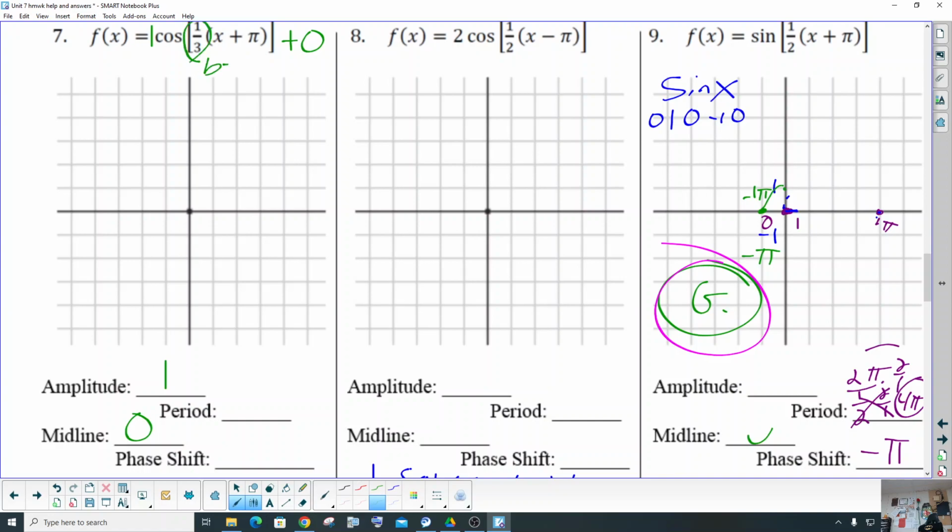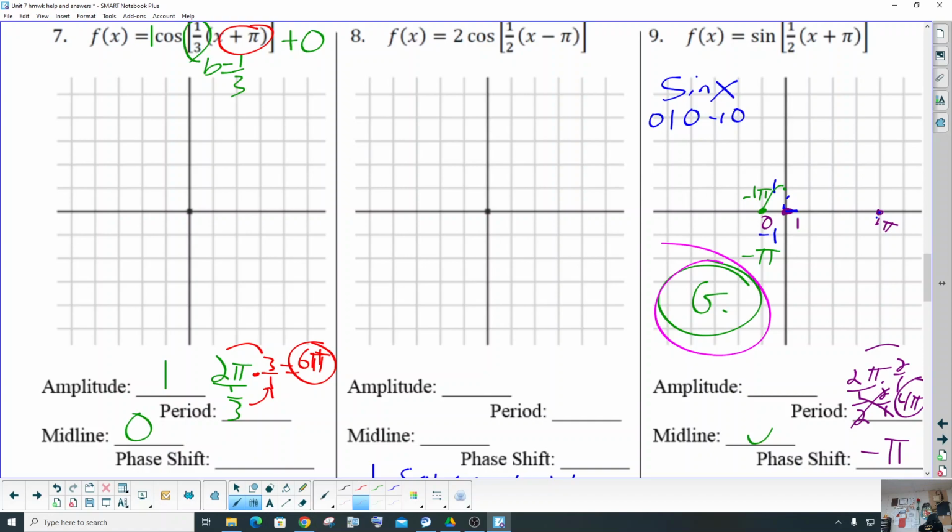Now the B value is going to be 1/3. So that's 2 pi over 1/3. And you're going to keep, change, flip, so division becomes multiplication. And then we multiply it by 3 over 1. And 2 times 3 is 6, so 6 pi. So we get a period of 6 pi.